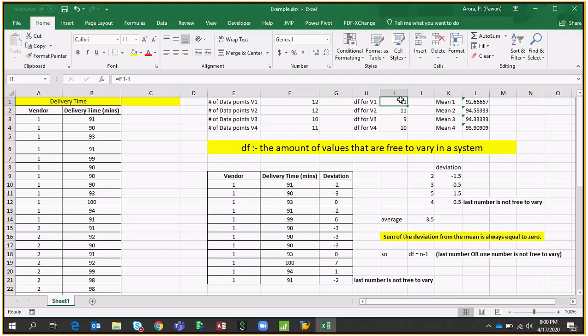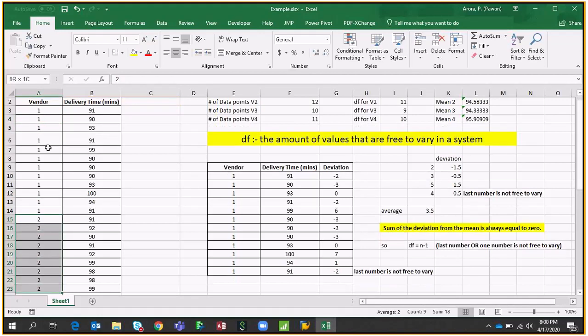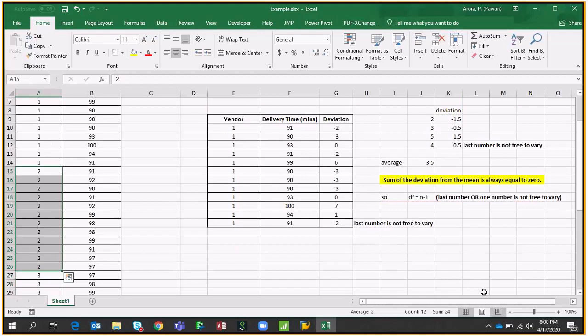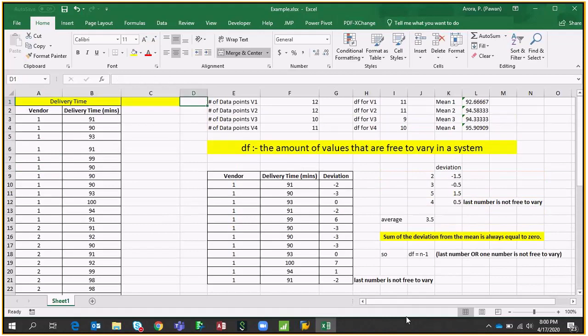Similarly, for vendor number 2, I have a vendor list here, and I'm using the same vendor list which I used in some of my videos. If you go down, you have vendor number 2 here, right? And how many data points do we have for number 2? 12 data points. You can see the count here, 12, right? And if we have 12 data points for vendor number 2, the degrees of freedom for this will also be 12 minus 1, which is 11.